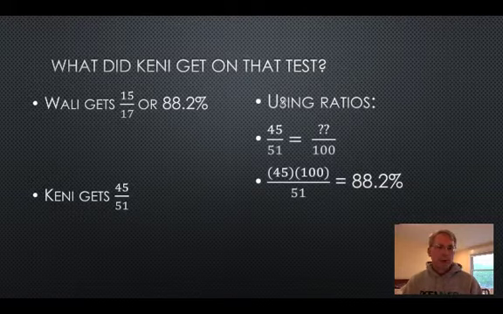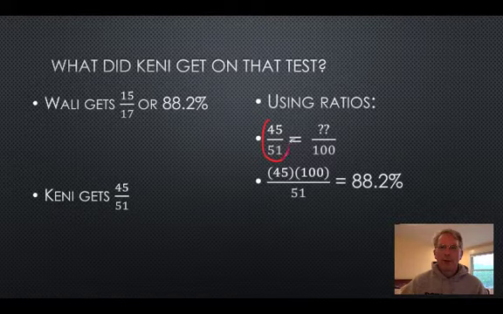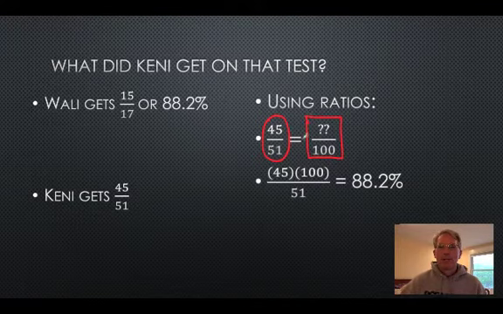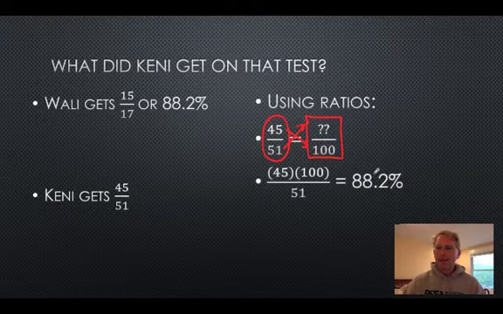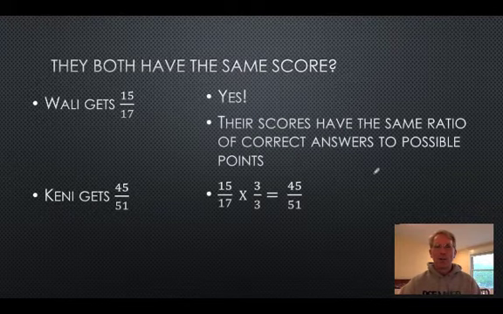So we've talked about what Wally got. He got an 88.2. What did Kenny get? Using the ratio method, we'll say that Kenny got a 45 out of 51, and we want to convert that into what he would have gotten if the test were out of 100. So we're going to cross multiply, and we'll get 45 times 100 divided by 51 equals, hey, 88.2% again. Wait a minute, how's that possible? They both got the same score?